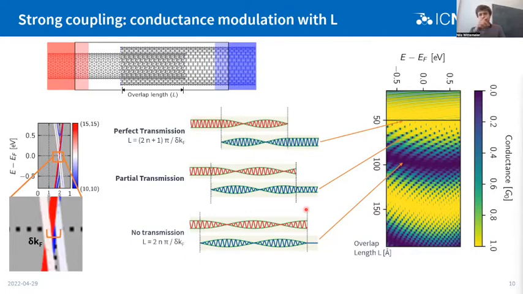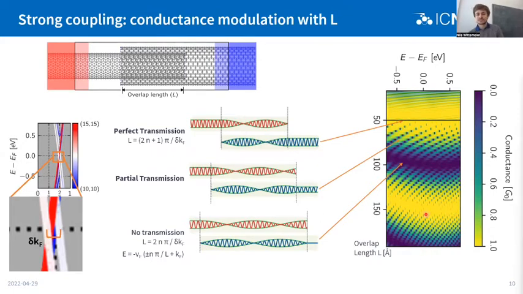Not only can this long modulation be commensurate with the overlap length, but also the faster oscillation based on the initial wave vector can be. And this will then give rise to the localized states that form in the overlap region and block the transmission at specific energies.